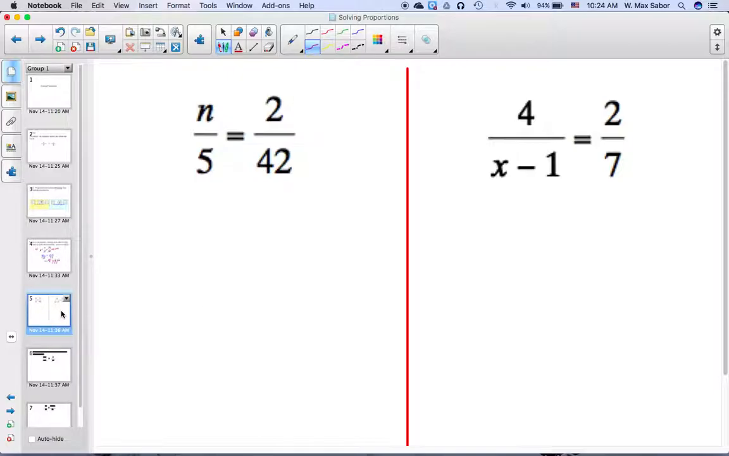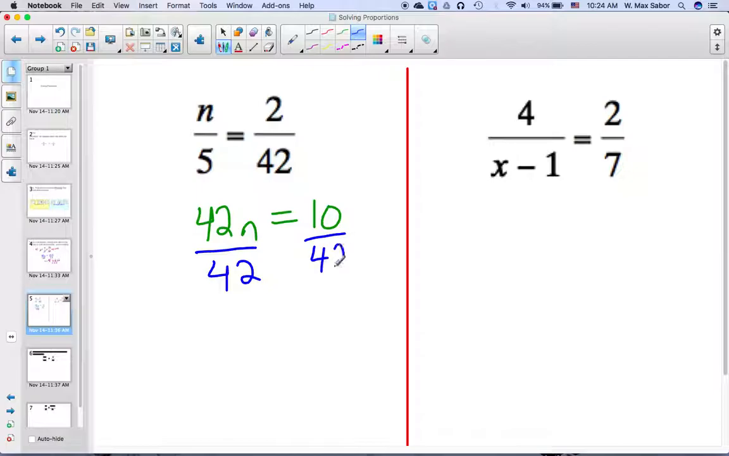So here I would do 42 times n, 2 times 5, and then I would divide by 42. And if you're like me, you're going to leave the answer as a fraction, 5/21. That's 5. I'm dividing both of them by 2, giving me 5/21.